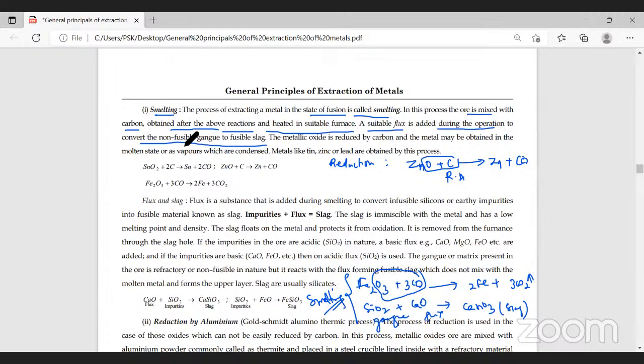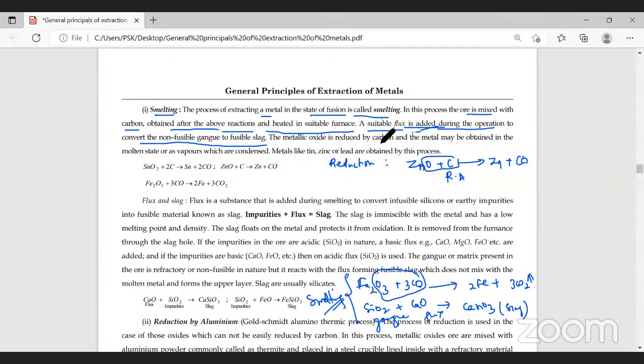So you can see here clearly, smelting. The process of extracting a metal in the state of fusion is called smelting. In this process, ore is mixed with carbon. Here carbon monoxide is the reducing agent, obtained after the above reaction, and heated in a suitable furnace, a blast furnace. A suitable flux is added. Here the suitable flux, calcium carbonate, is added, and it will decompose into calcium oxide.